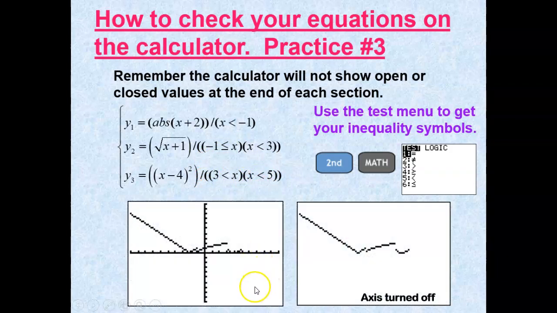And so I showed you 2 pictures of the graph here. We have this one, but since it was really hard to see right here what was going on, I turned off the axis so you could actually see the piece of it graphed there.